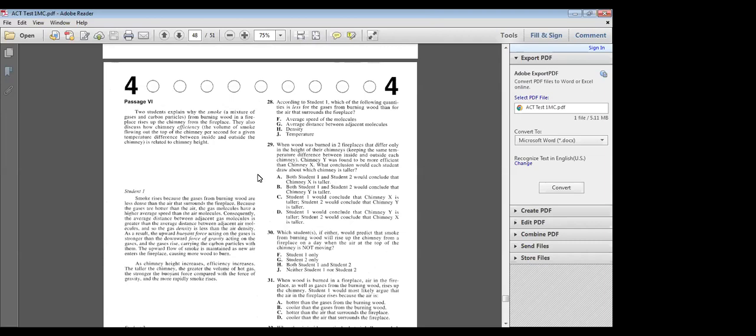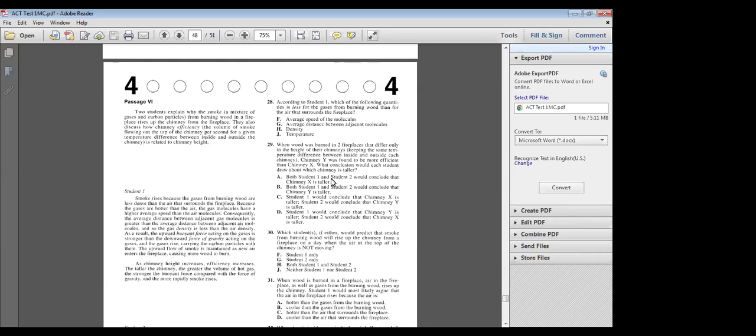All right, so according to student 1, which of the following quantities is less for the gases from burning wood than from the air that surrounds the fireplace? Is it the average speed of the molecules, the distance between molecules, the density, or the temperature? Density, right. The density.